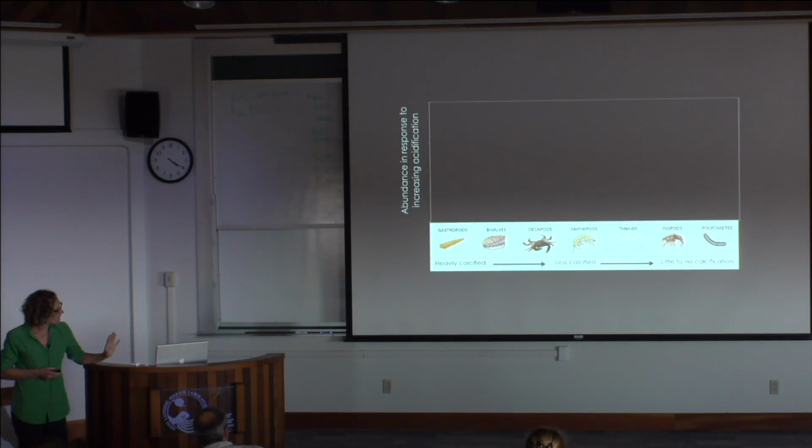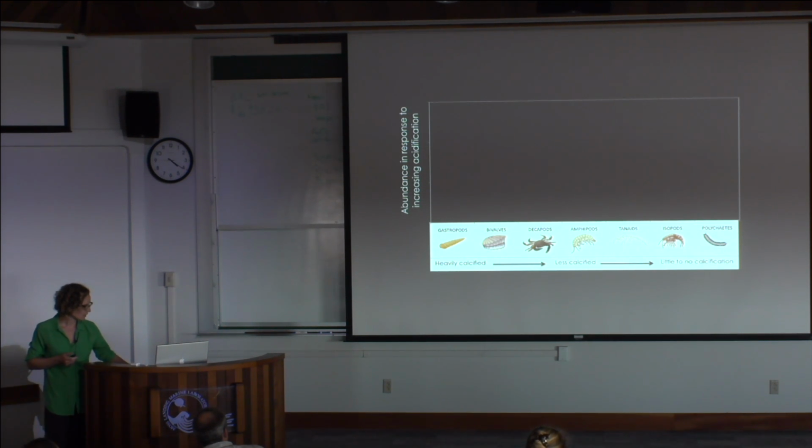So here I'm showing you the key groups that we worked with at the vents, starting from the heavily calcified species on the left, so I've got gastropods and bivalves, to those less calcified species, the crustaceans, and then most of our polychaetes were not calcified, although there are a few species that are. And on the y-axis, I've got how we think their abundance will respond to acidification.